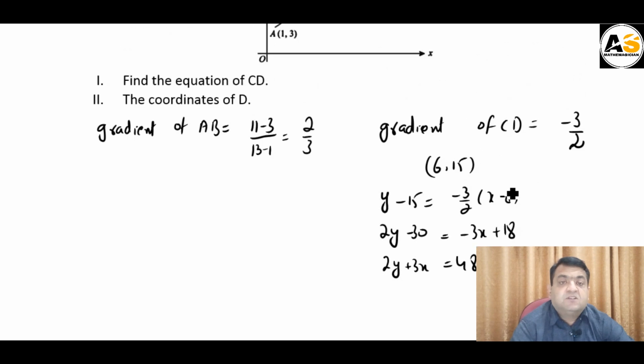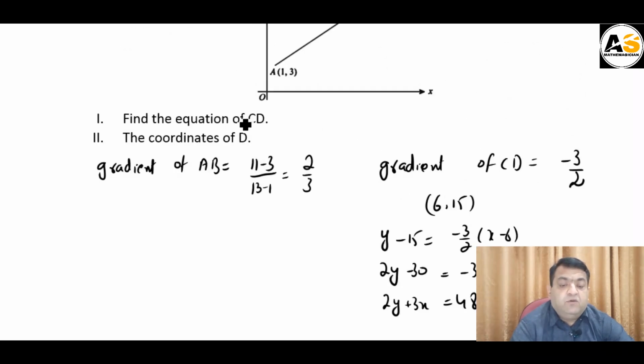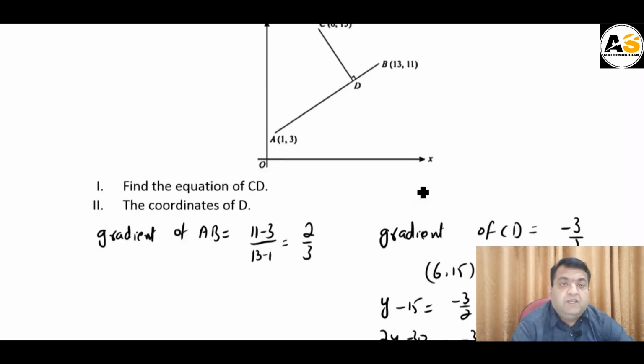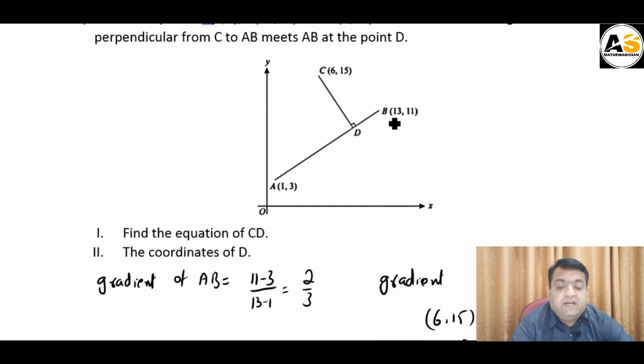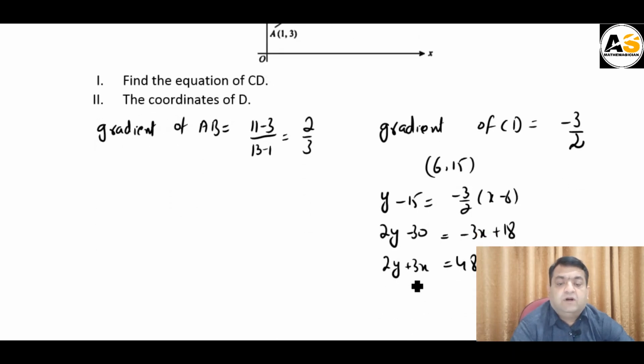This was the first part. In the second part, we are required to find the coordinates of D. D is basically the intersection of two lines. This is the line CD whose equation we just calculated, and this is line AB whose gradient is known, and 2 points are known. I am using the gradient point form to find its equation. When I have the equation of this line as well, I will solve that equation simultaneously with this one to find the coordinates of D.